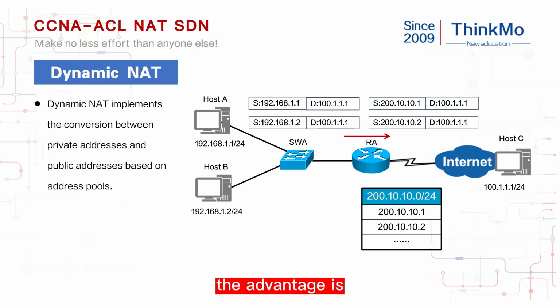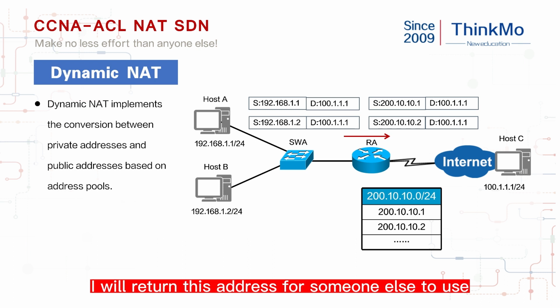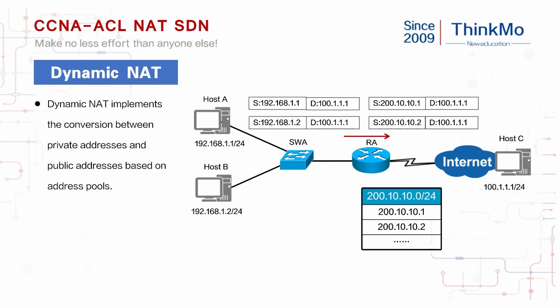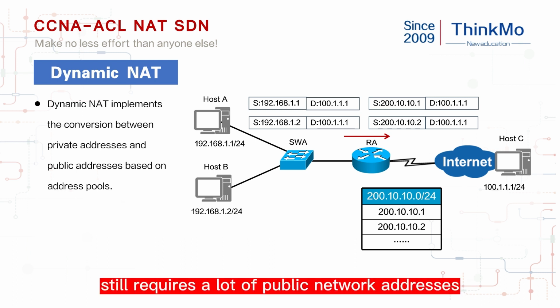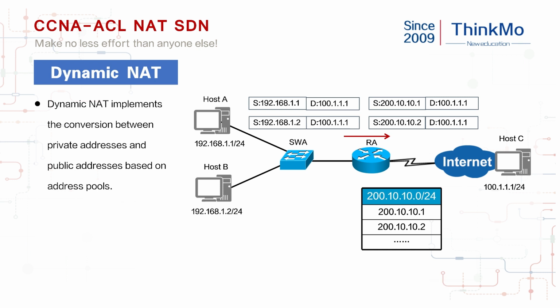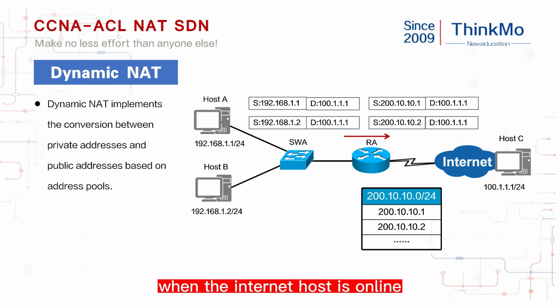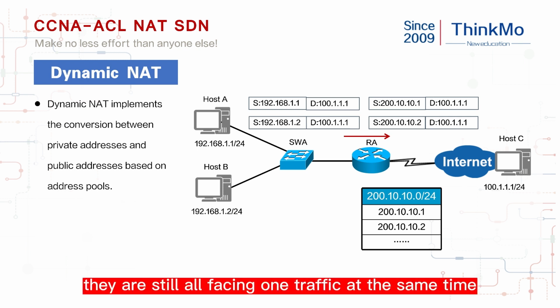The advantage is that when I use it, a private network is actually occupying a public address. The difference is that if I don't use it, I return this address for someone else to use. But this method still requires a lot of public network addresses. Otherwise, when the internet hosts are online, they are all facing concurrent traffic at the same time.